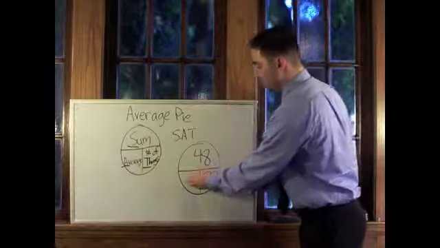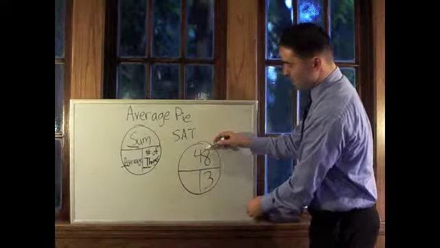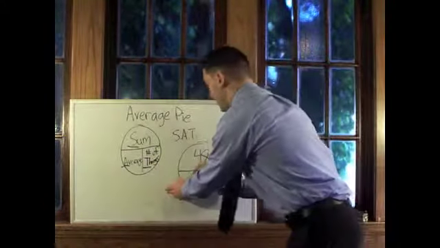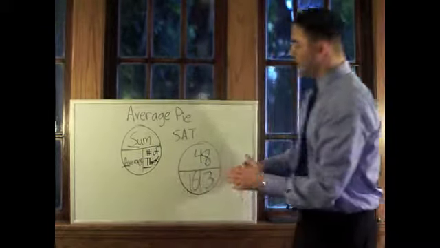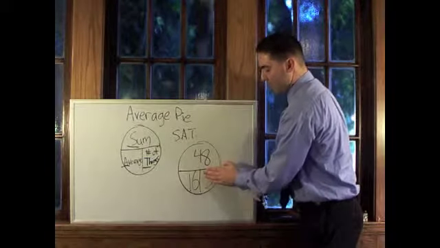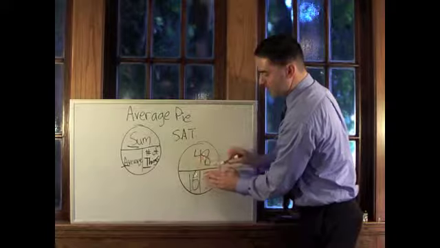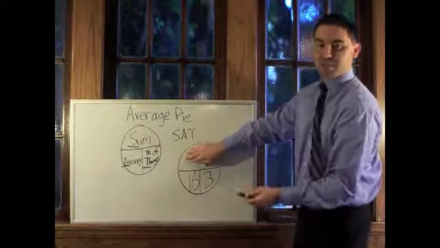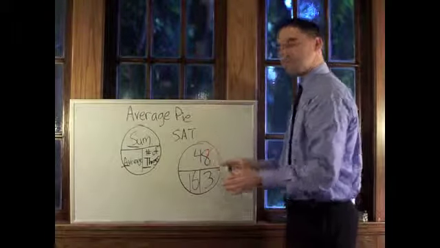So here, we're trying to find the average, so we do sum divided by number of things, 48 divided by 3, and we get 16. And we'll see that it works, because if we were to cover up the 3, 48 divided by 16 is 3, and if we were to cover up the 48, 16 times 3 is 48. That's the basics of the average pie.